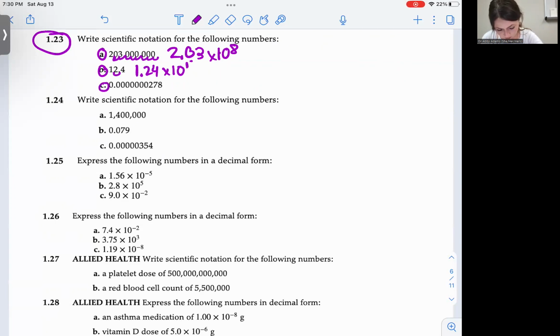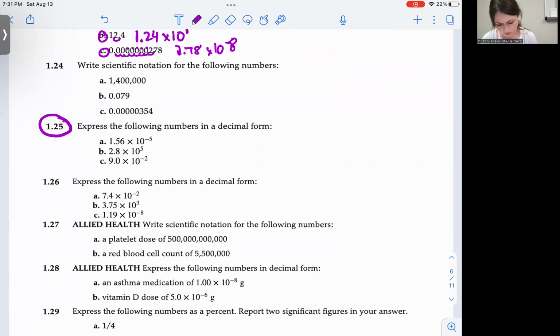C, 0.000000278. Okay, nobody wants to communicate something that way. So let's see, we'll move it 1, 2, 3, 4, 5, 6, 7, 8. So 2.78 times 10 to the negative, what number did I say? 8. There you go. And it's as simple as that. Okay.